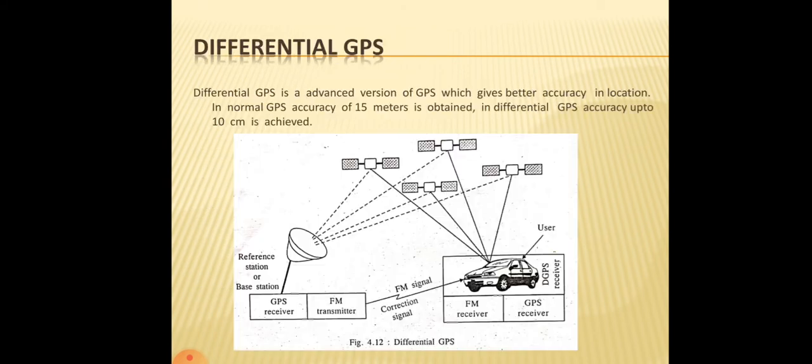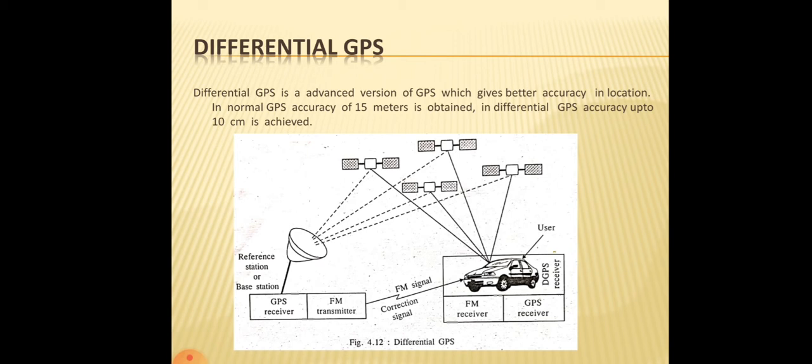The next one we will be studying is differential GPS. Here it is the advanced version of GPS which gives better accuracy in the location. In normal GPS, accuracy will be 15 meters, and in differential GPS, accuracy up to 10 centimeters is achieved. In normal GPS there may be errors, as radio signals which travel from satellite to Earth through the atmosphere may slow down while passing through the ionosphere and troposphere regions. So this results in errors.